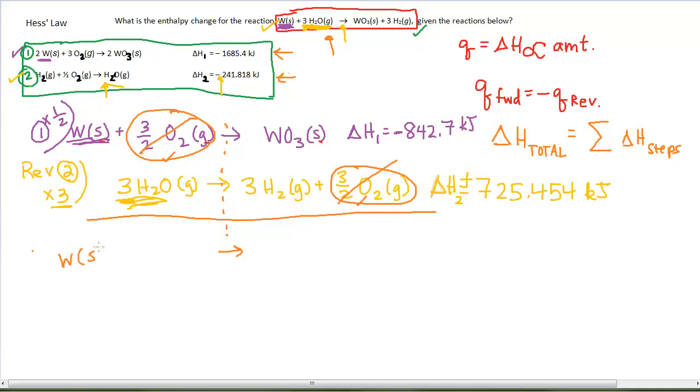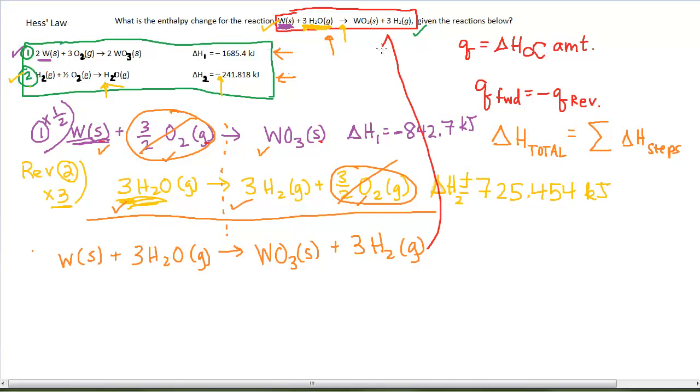So I'm left with W, tungsten, solid, plus 3 H2O gas. I added my things for my left. WO3, solid, plus 3H2 gas on the right. I added my products without adding the oxygen. And you'll notice, yay, it is exactly the reaction that we're looking for. If it's not the reaction you're looking for at this point, you have done something wrong. Try again. The delta H then for this overall reaction is the sum of the delta H's of the steps.